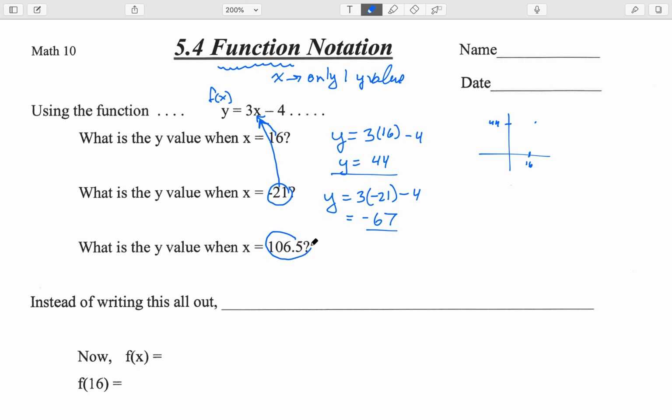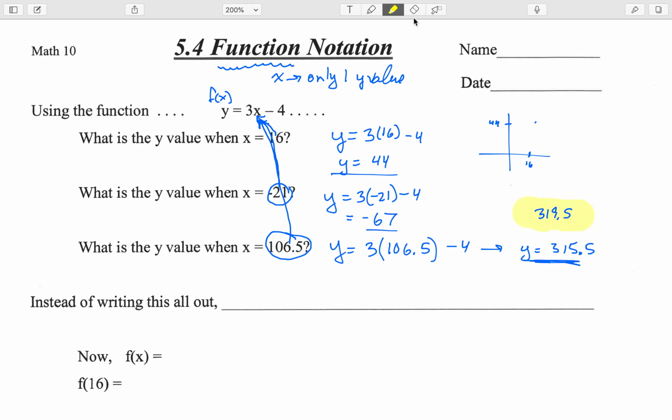Same thing. All I'm doing is taking 106.5 and plugging it straight into there. So the y value is, okay, this is getting tedious. This is taking way too long. 106.5, right? So I go 3 times that, then I'm going to go minus 4. So this is going to be 318, 319, 319.5, take away 4. The y value is 315.5. Okay, so I'm not graphing that thing by hand to figure that out. But that's all this really means.